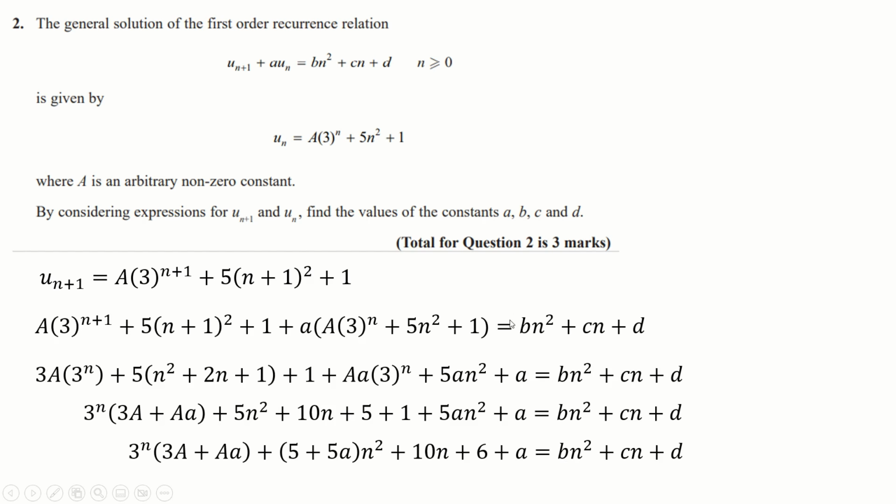So this is an identity because it always needs to be true, which means any coefficient of any similar algebra needs to be the same. So there's no 3 to the power n's over here, so that means this thing here must be 0. And there are b n squareds over here, so this must be equal to b. I've also factorized out an a from that before saying it needs to equal 0. I mean, 10 has to equal c, and 6 plus a has to equal d.